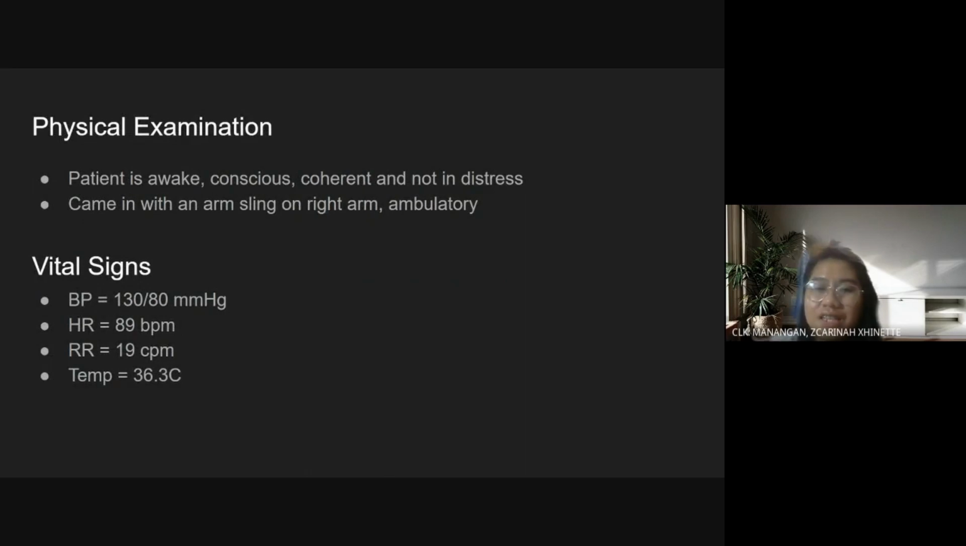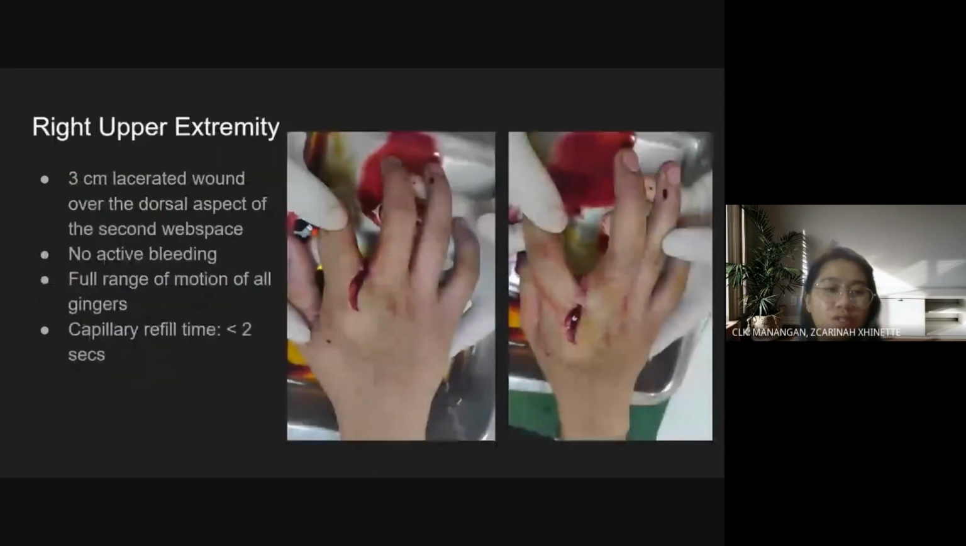For physical examination, the patient is awake, conscious, coherent, and not in distress. He came in with an arm sling on the right arm, and the patient is ambulatory. The patient's vital signs are as follows: blood pressure of 130 over 80 millimeters of mercury, heart rate of 89 beats per minute, respiratory rate of 19 cycles per minute, temperature of 36.6 degrees Celsius.